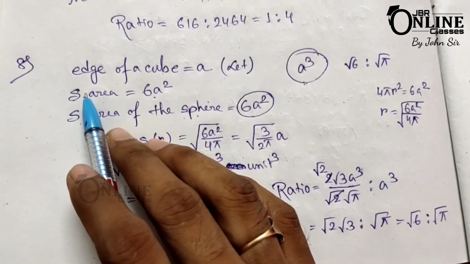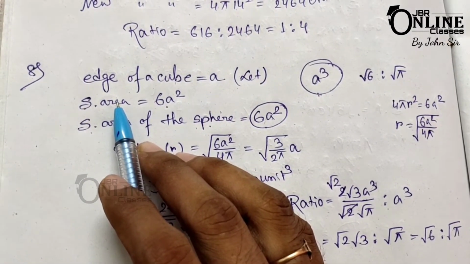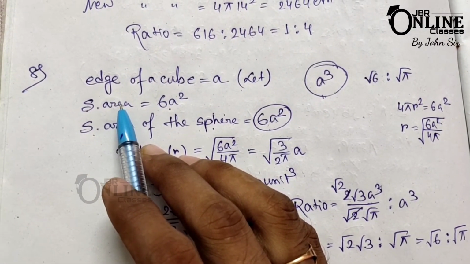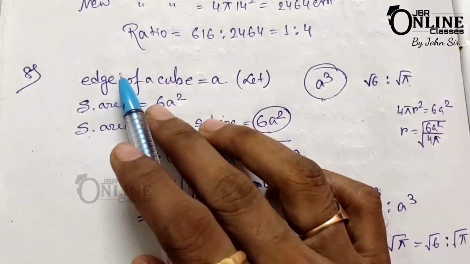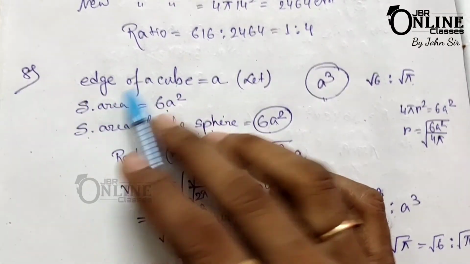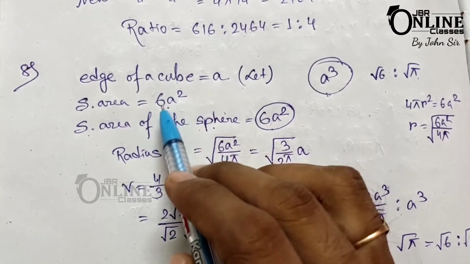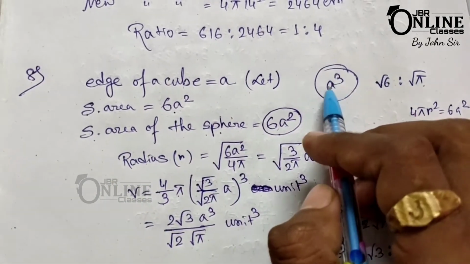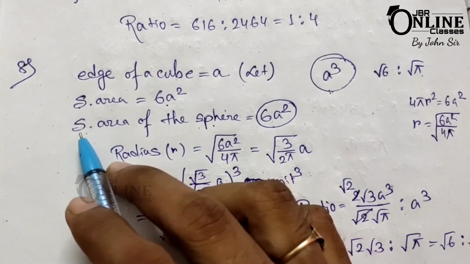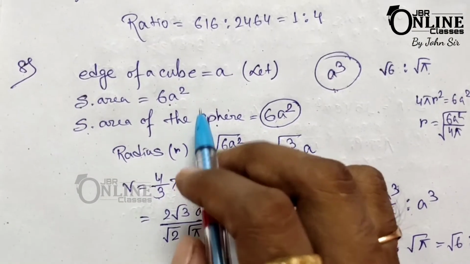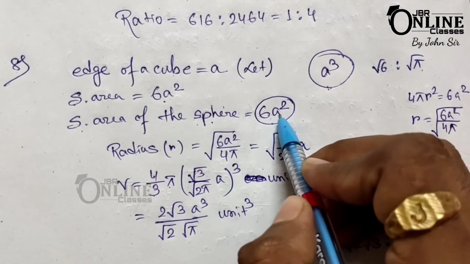In sum number 8, a sphere and a cube have the same surface area, so that the ratio of the volume of a sphere to that of the cube is √6:√pi. So first here edge of a cube or side of a cube equal to a, let. So that means surface area of that cube equal to 6a square, and volume of that cube equal to a cube. Now as in the question said that surface area of the sphere is equal to the cube, that means the surface area of the sphere will be also 6a square.